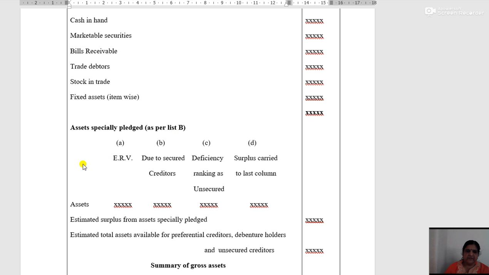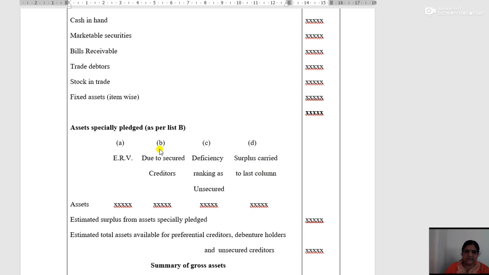Here we have to write the name of assets. So this is expected realizable value. Then out of this, due to secured creditors. Then third is deficiency ranking as unsecured, and the fourth is surplus carried to last column. While discussing the secured creditors, we have already discussed that they can sometimes realize the asset. Then in case there is any surplus, it will be handed over to the liquidator, and in case there is any deficiency, they will be treated as unsecured creditors.